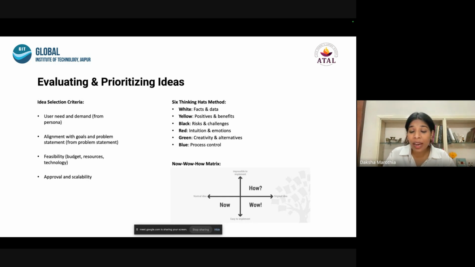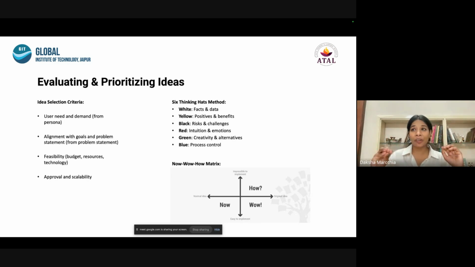So six thinking hats is a method wherein you do a role play. So if you are a bunch of people, say 12 different people, two people can wear the white hat. It's a metaphorical hat. So two people can wear a white hat where you're thinking from a lens of facts and data.